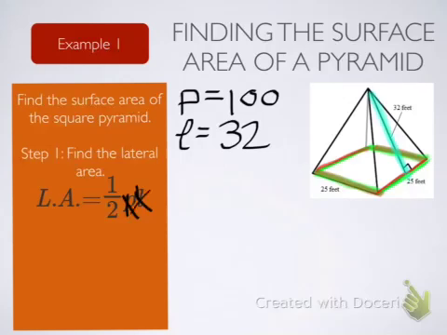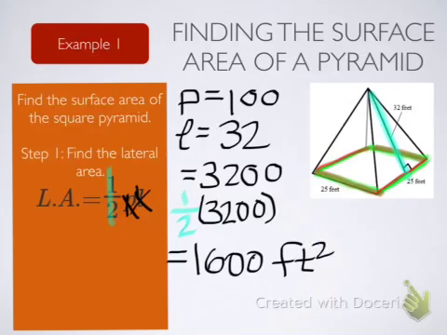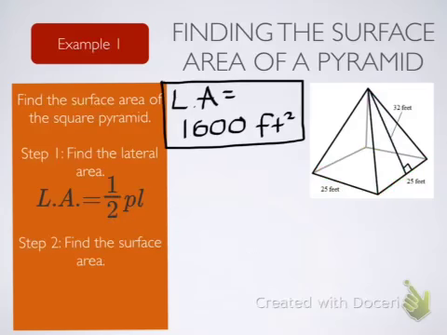So 100 times 32 is just going to be 3,200. But I still have one thing left to do on my formula, which is to take a half of that. So 1/2 of 3,200. So half of 3,200 equals 1,600. And these are in feet, so it's going to be square feet. So this is what our lateral area equals. Our lateral area is 1,600 square feet. So I can just go ahead and move that over. Our lateral area we now know is 1,600.